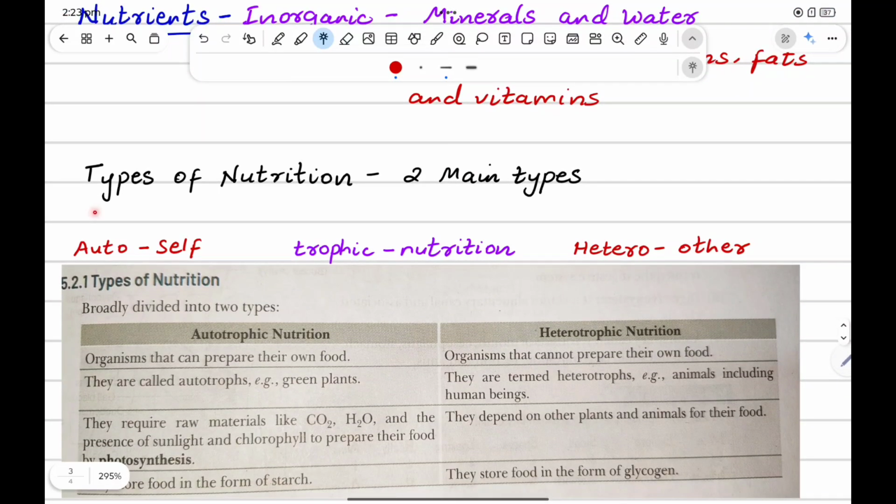Next we'll discuss types of nutrition. The two main types which living organisms follow are autotrophic nutrition and heterotrophic nutrition. Auto meaning self, trophic meaning nutrition or feeding: self-feeding organisms. Hetero meaning other, again trophic meaning nutrition or feeding: organisms which feed on others.